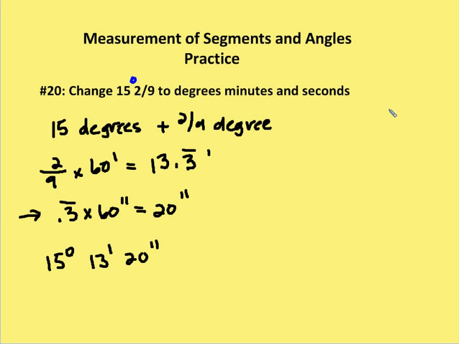So now I know that I've got 15 degrees, and I have 13 minutes. Then I have a portion or a fraction of a minute, 0.3 repeating. So 0.3 repeating is just 1/3. I can multiply 0.3 repeating times 60 seconds, and I end up with 20 seconds as my result. So this actually should be minutes and 20 seconds, and that is my answer. 15 degrees, 13 minutes, 20 seconds.